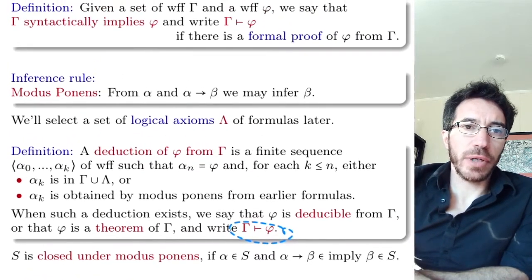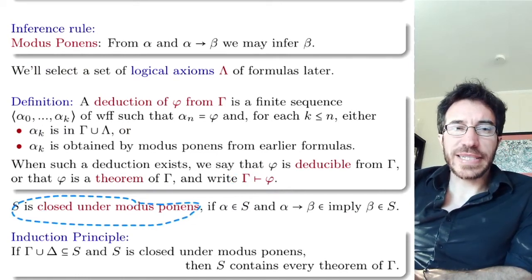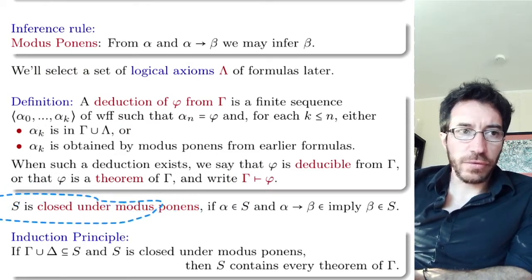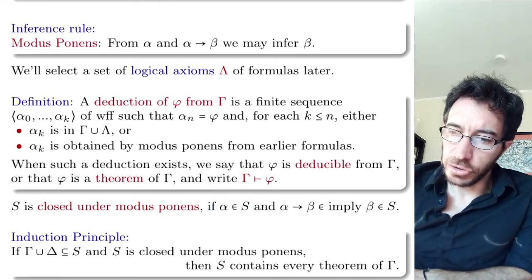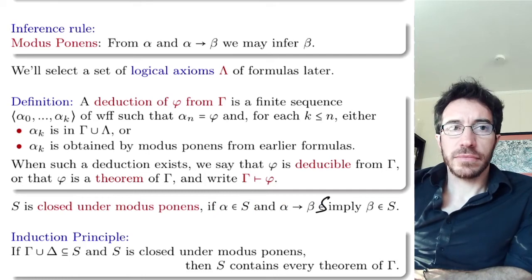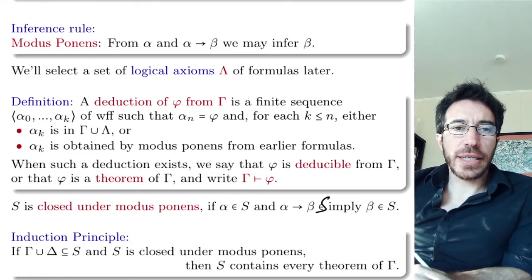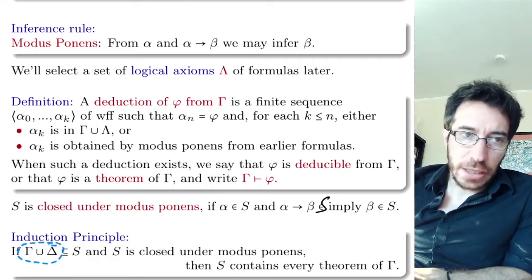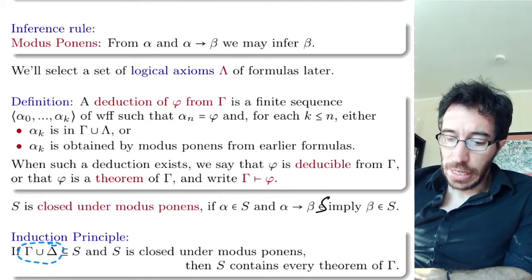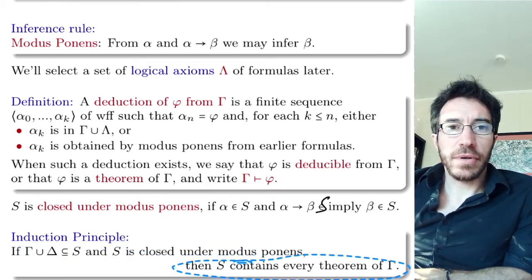Okay, so one definition and observation. We say that a set S is closed under modus ponens. It's a set of well-formed formulas. So here S is a set of well-formed formulas. If whenever you have a formula alpha in S and you have another formula alpha implies beta that also belongs to S, then beta belongs to S. Okay? So that means being closed under modus ponens. If you have those two, then you have beta. And the induction principle is something you can actually prove: if S satisfies these two things, that is, it contains the assumptions and the axioms, and S is closed under modus ponens, then S contains every theorem of gamma.